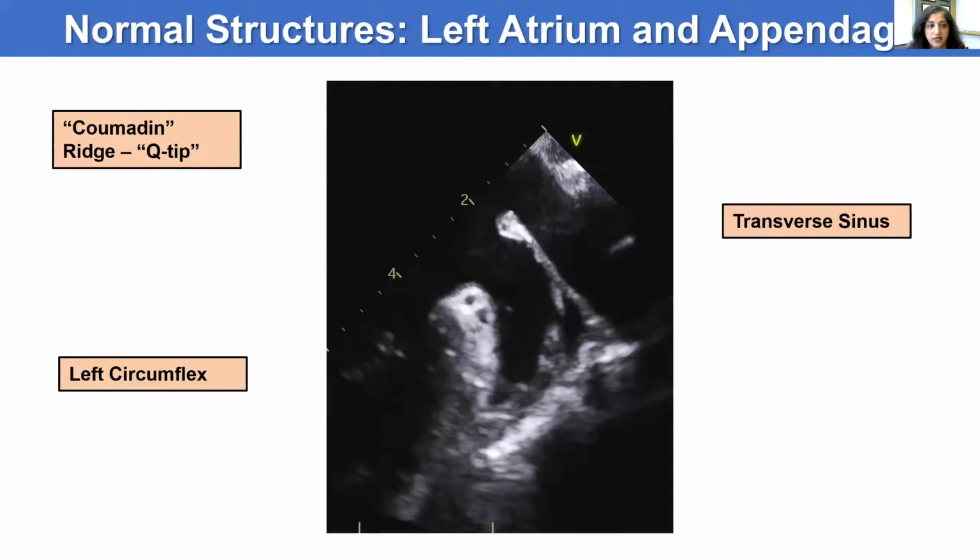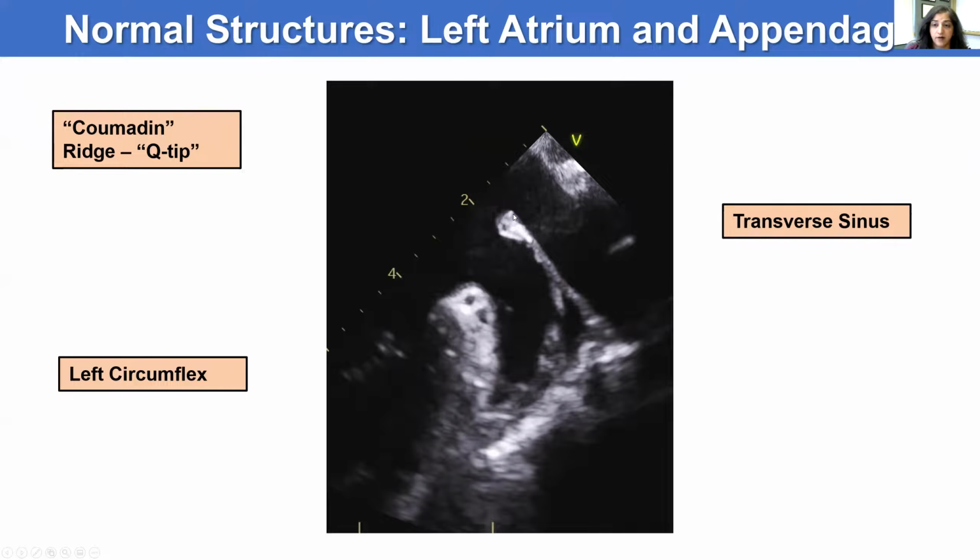The left atrial appendage has a whole other set of normal structures. You can see the circumflex artery right here, and the pulmonary vein right here. And then this very bright structure, which is called the Coumadin ridge or the Q-tip. It's a normal infolding of the pulmonary vein in the left atrial appendage.